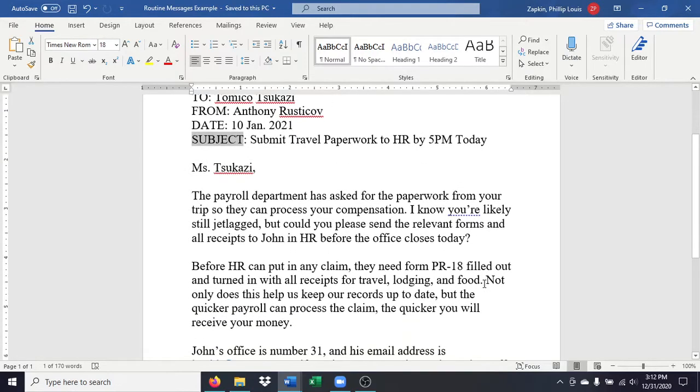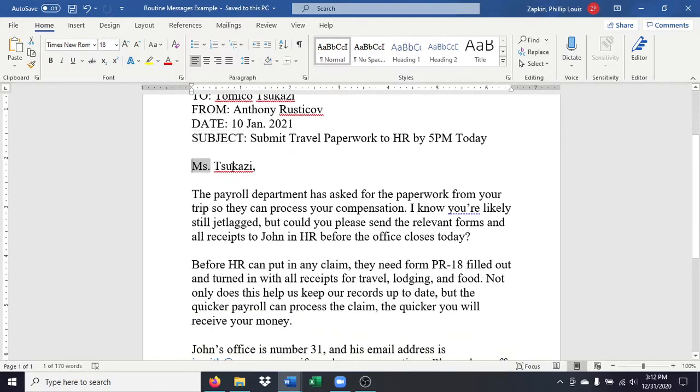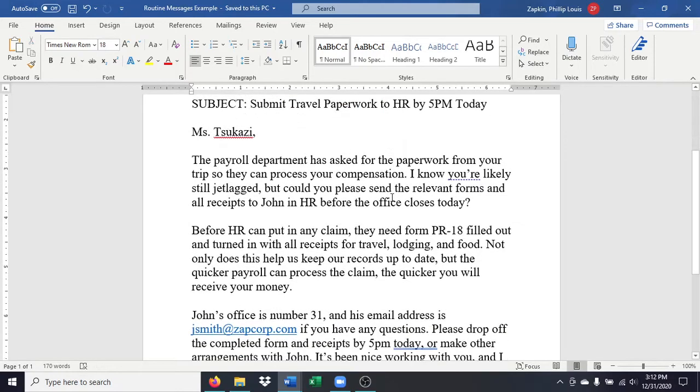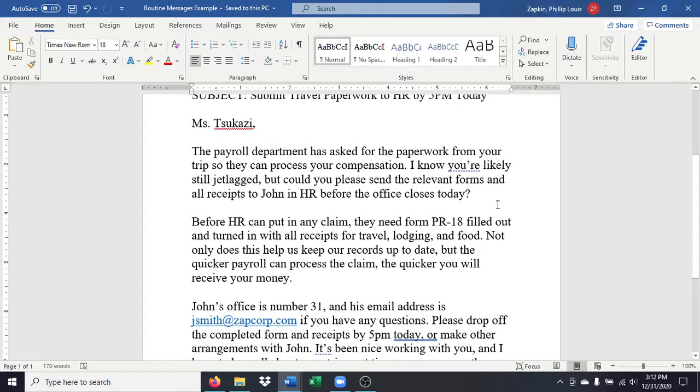Now, as we move into the message itself, we started with an address, Miss Tsukazi. That's not necessarily crucial for memos, but for routine or positive messages, you typically want to be polite. You want to be somewhat personal. Again, just because it's going to set the reader at ease.